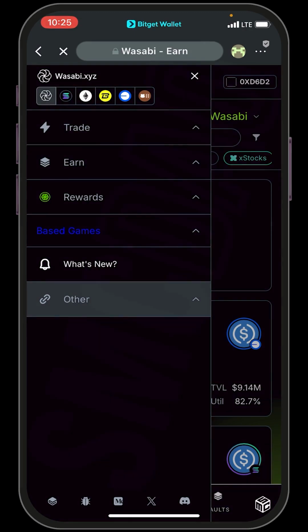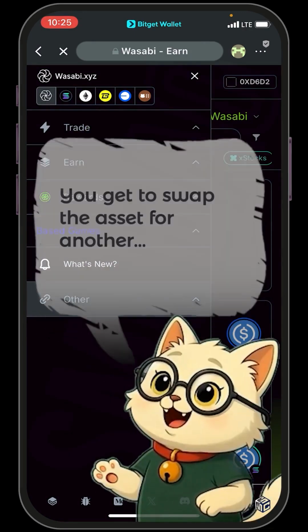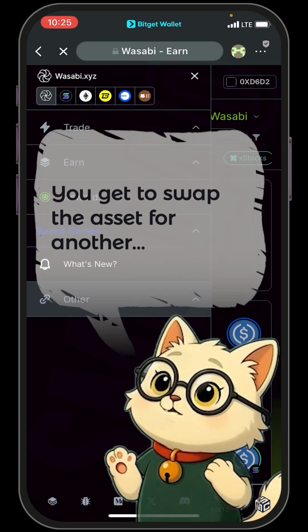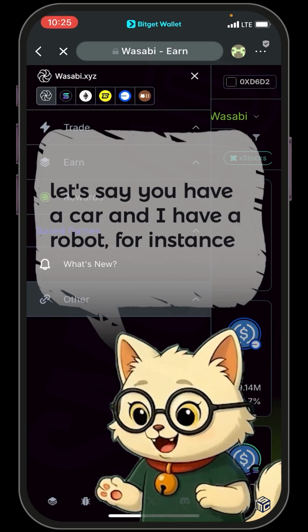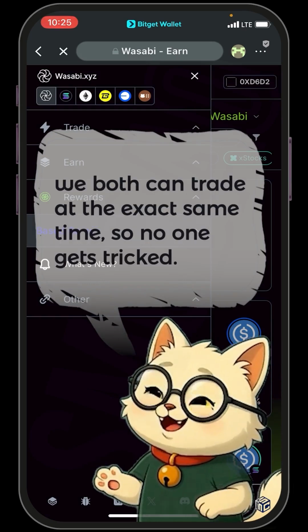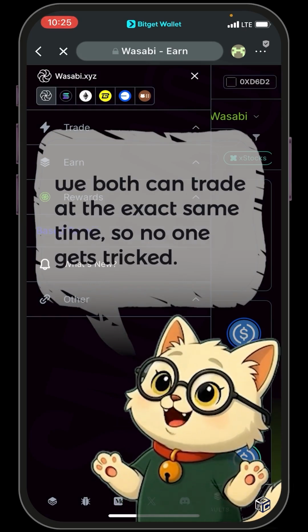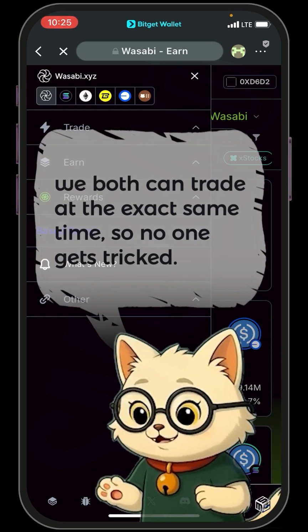Once you click trade right here, you get to swap one asset for another. Let's say you have a car and I have a robot, for instance. We both can trade at the exact same time, so no one gets tricked.